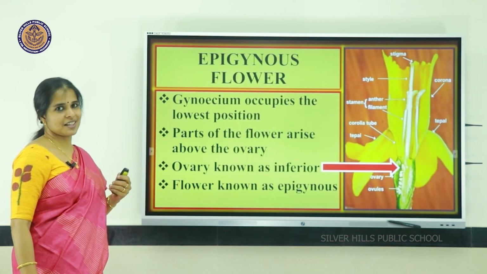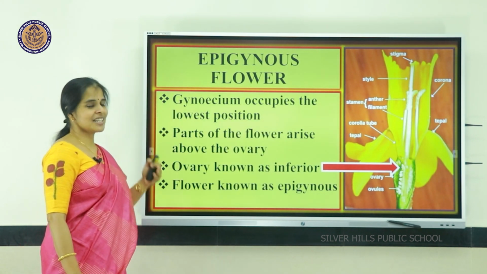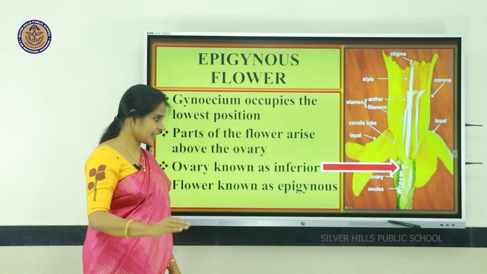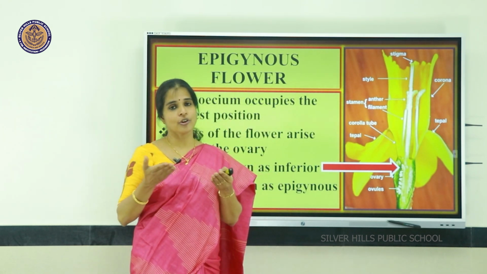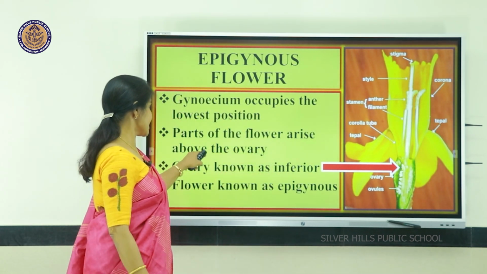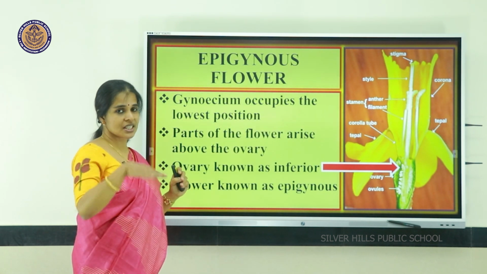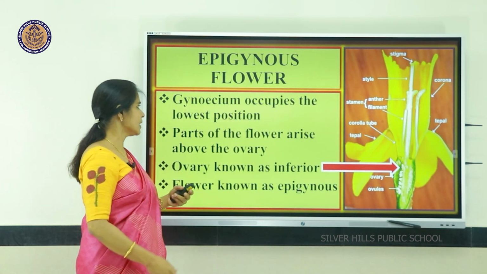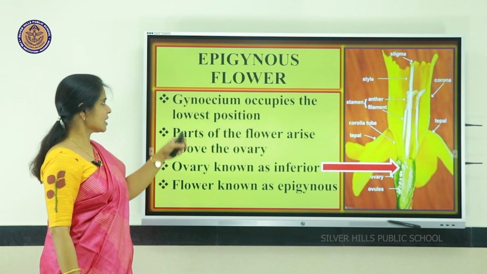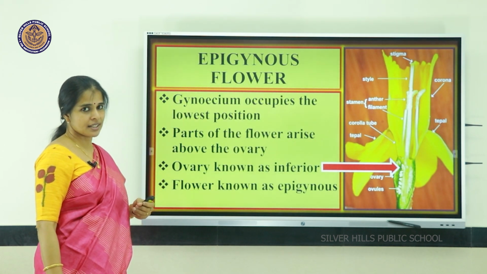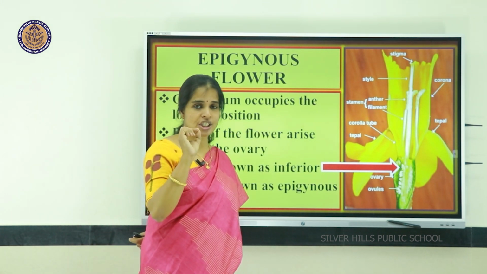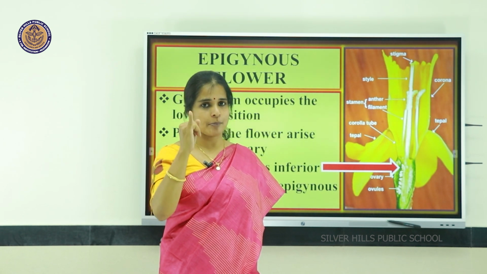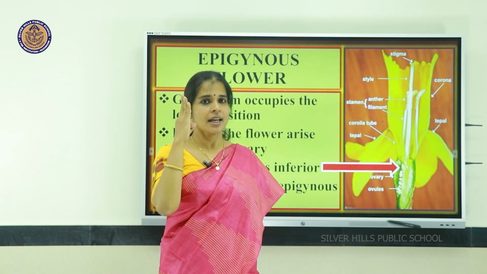Third, obviously, what could be the third? The gynoecium occupies the lowest position. The ovary is present inferior, in the lowest part. All the rest of the floral parts are arising above the ovary, that is, from the top portion all the 3 parts are originating. The ovary is present as inferior, the gynoecium occupies the lowest position, then the flower is known as epigynous. Thus, based on the position of the gynoecium, a flower can be divided into 3 types such as hypogynous, perigynous, epigynous.